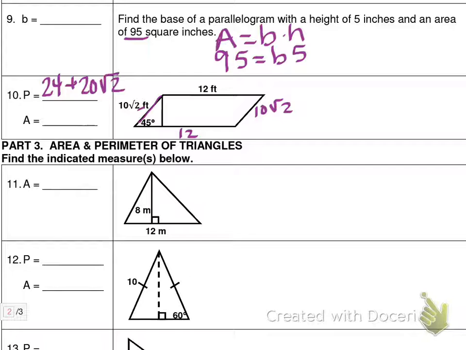Now we have to find the area. Remember, area for a parallelogram is base times height. We have our base, which is 12, but we need our height, which is this right here. So we know this is 45, this is 90. So we have a 45, 45, 90 triangle.